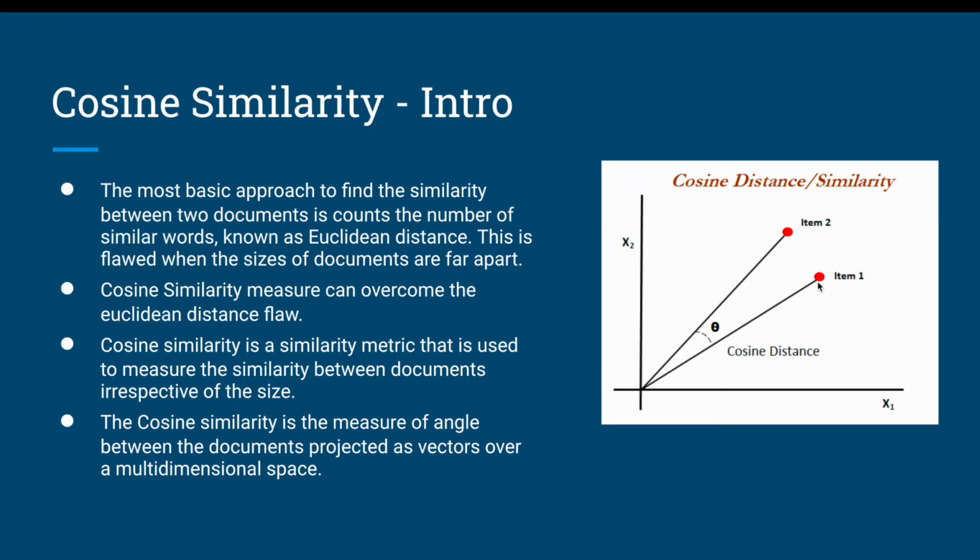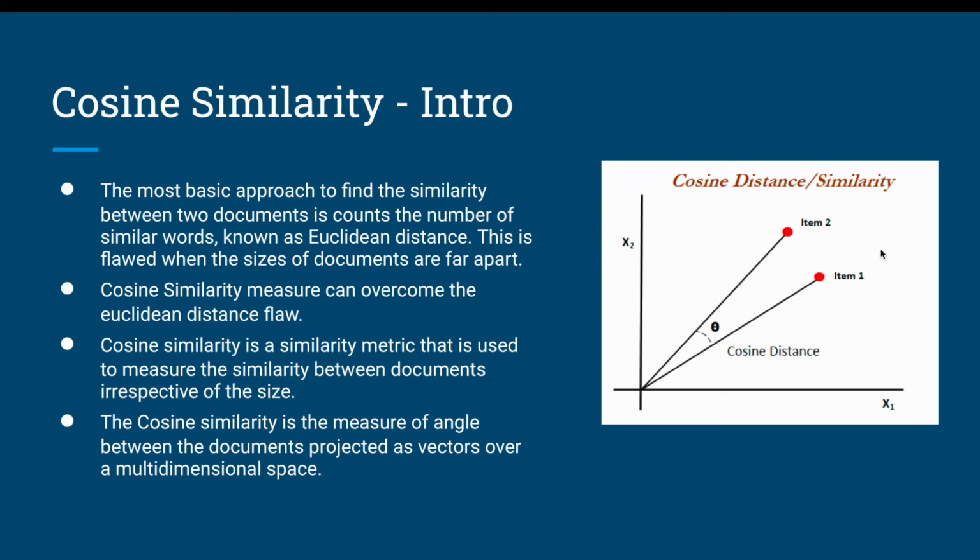But this has an inherent flaw. Imagine if these two documents, item 1 and item 2, have different sizes. Imagine that item 1 is very large in size compared to item 2. So the vector of item 1 extends way farther than the item 2 vector. So when we calculate the Euclidean distance, the distance is longer than usual. Even if the documents are speaking about the same topic, the Euclidean distance doesn't agree with that.